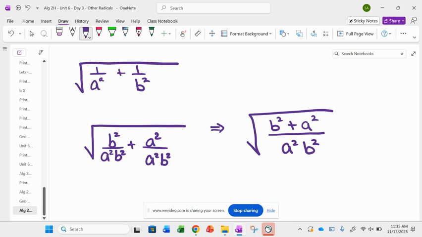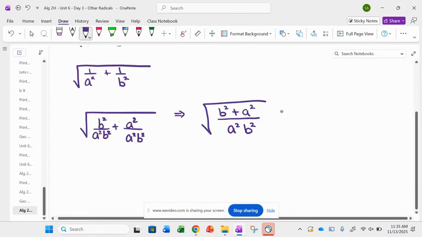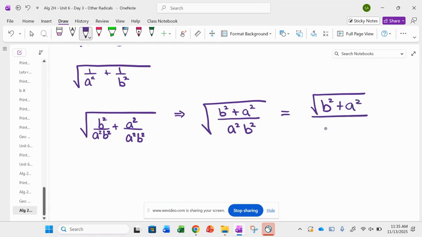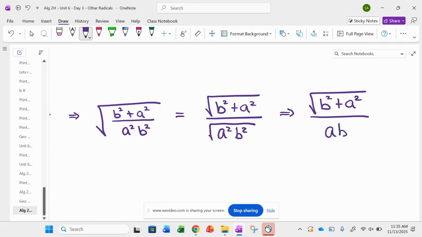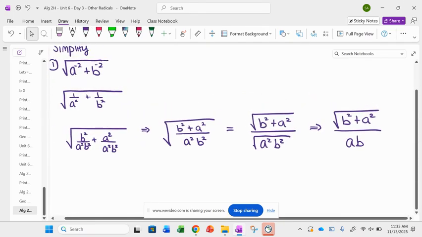Why is this now the changing point for us? By us creating this under just one fraction, what can I now do, Arav? Good. Now I can split this radical sign into a radical in the numerator and a radical in the denominator. And the radical in the denominator is illegal, right? We're not allowed to have this, but aren't they both perfect squares? So what's the square root of a squared b squared? Just ab. Good?